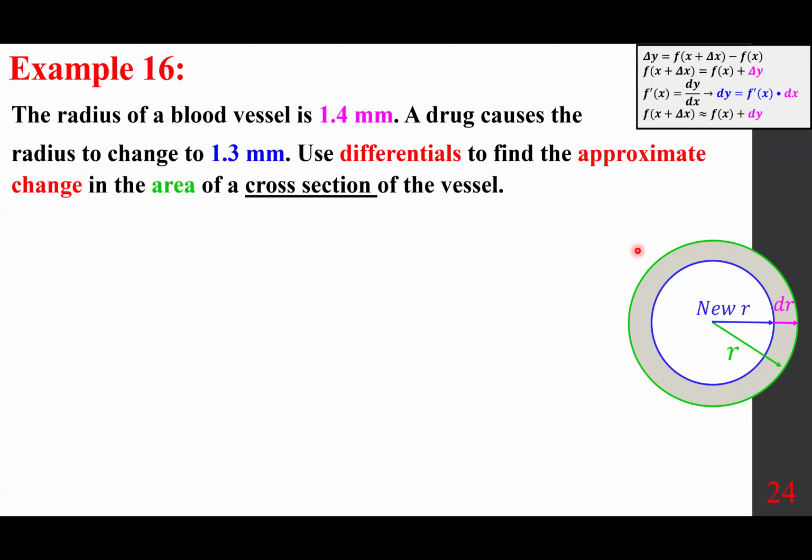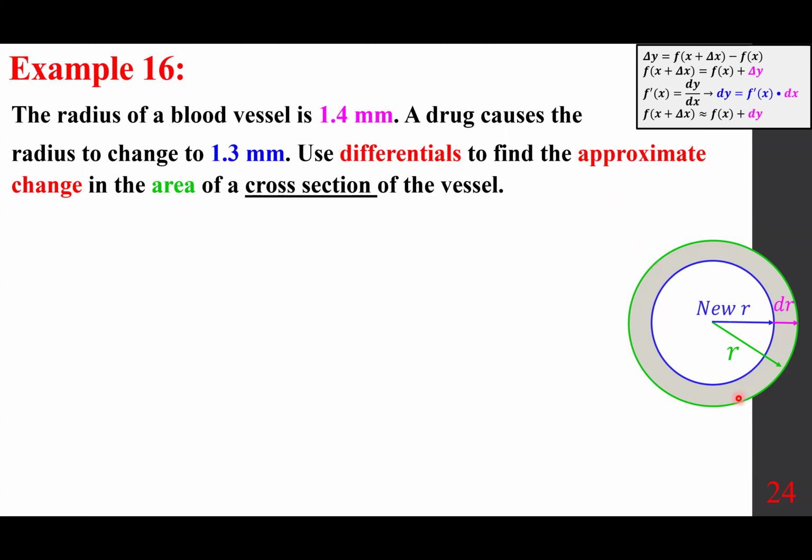dr, or delta r, is the difference between the two, the new minus the original one: 1.3 minus 1.4, it's negative 0.1. It shrinks. That's important to understand, the sign, positive or negative. I use differentials to find, so negative 0.1, and of course the same units, the change in the area.